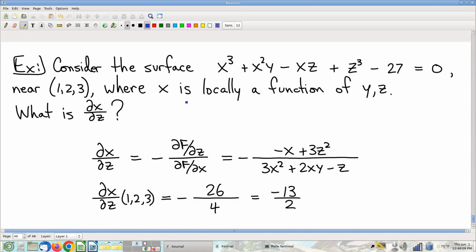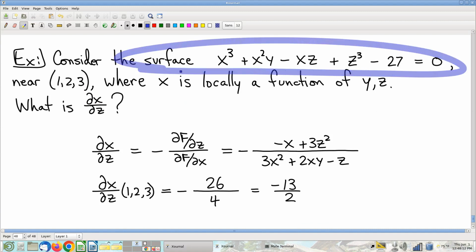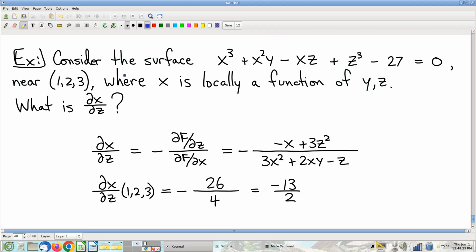Okay, so example. Same surface that we talked about previously. Same exact surface. Same point, 1, 2, 3, near which I want to understand the surface, and specifically where I've already established, I should say, that x is locally a function of the other two variables. Okay, well, if x is locally a function, I am perfectly within my rights to start talking about its partial derivatives. And let's say partial derivative with respect to z. So z is the variable. That means the other variables, aka just y, are to be treated as a constant.